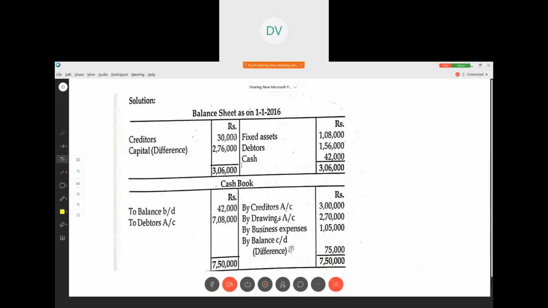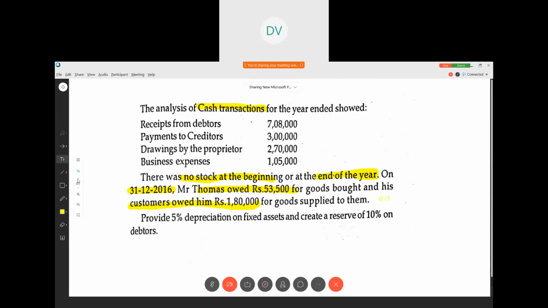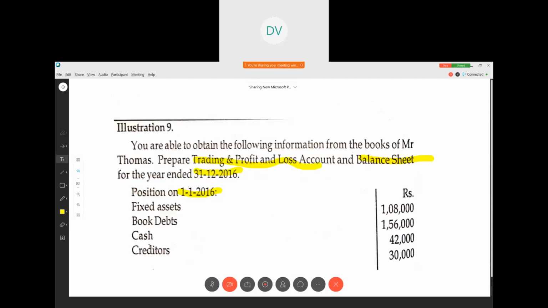Okay, the next one is we have to prepare the cash book. So cash book, as you know, on the debit side there will be cash receipts. Correct? These are the cash receipts. And credit side, whatever is there, these are the payments. Okay, so we have to start with the opening balance. What is the opening balance of the cash book and which are the receipts? Opening balance of cash: here they have given, see, cash opening balance is 42,000.